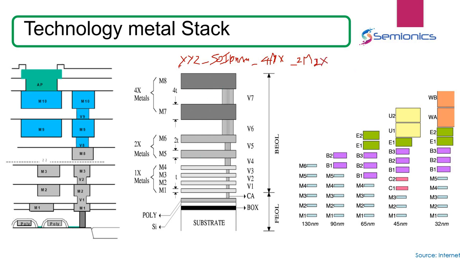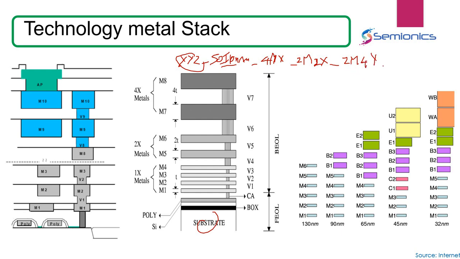Just looking at this picture, you can correlate. Just assume that it is XYZ technology. It is an SOI process. Let's assume that it's at 10 nanometer. What it means is the first 4 metals are of 1x. The next 2 metals are of 2x underscore. And again, the next 2 metals are of 4x.